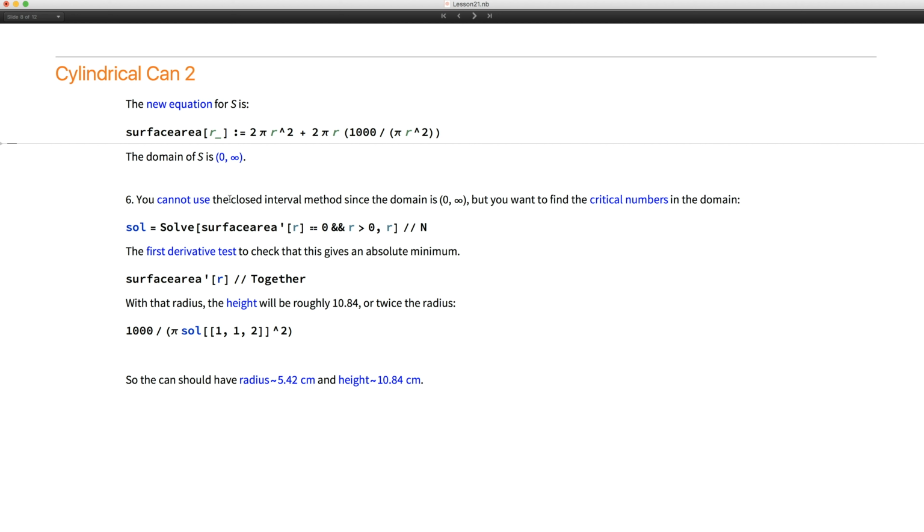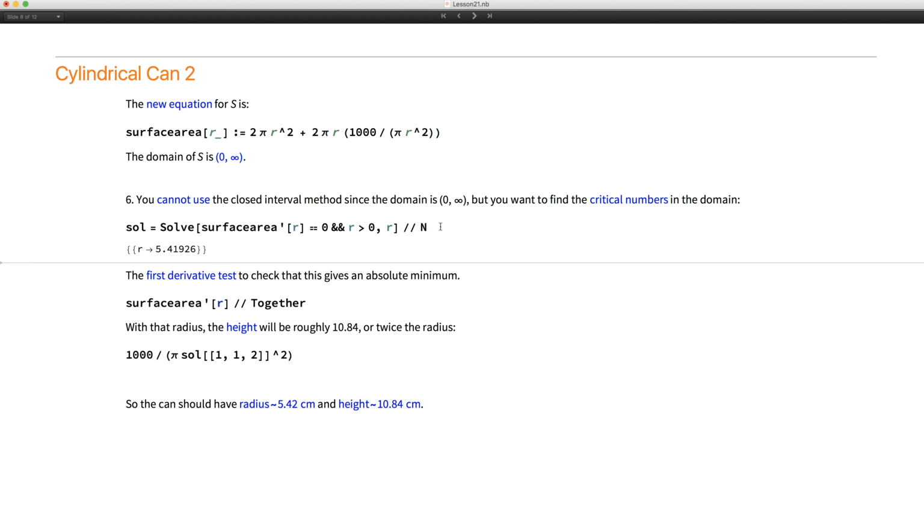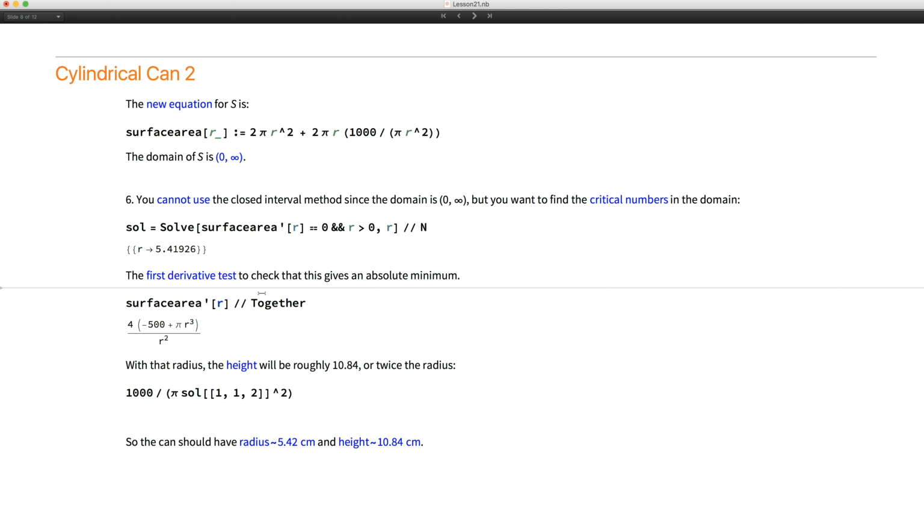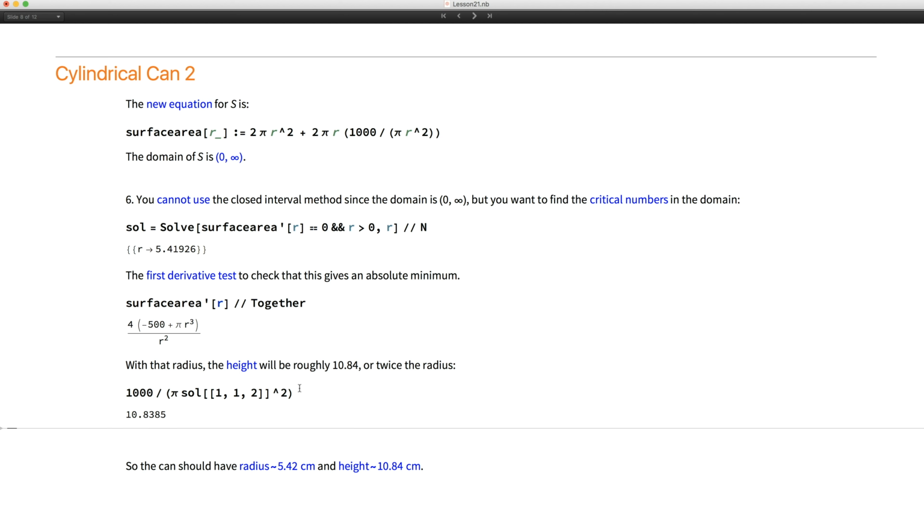Now the point is you cannot apply the closed interval method because the interval is infinite. So what we do is we first of all work out the critical numbers. There's just one critical number, but then you note that to the left of that value, you have the derivative being negative, and to the right you have it being positive, so actually you have an absolute minimum. Okay, now with that radius, you can work out the height using the solution above, this 5.41926, and that says that the radius should be approximately 5.42 and the height should be approximately 10.84.